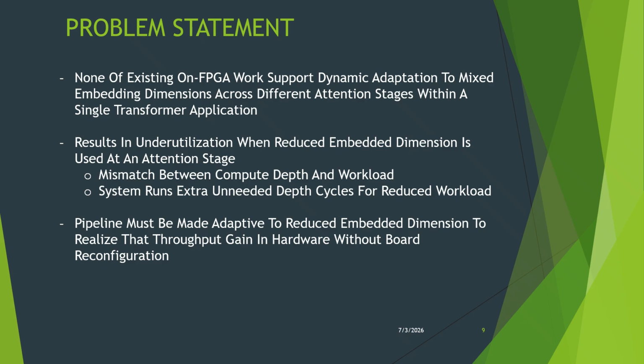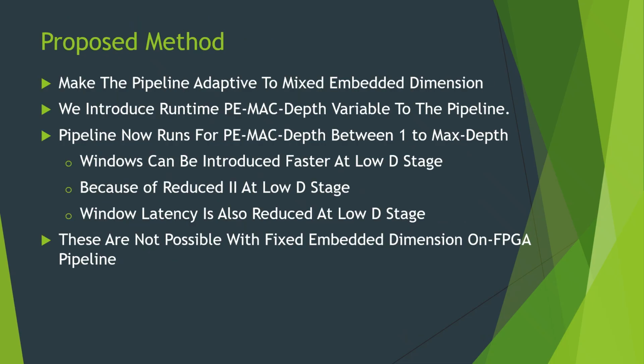So it runs on needed depth cycles for reduced workload. So the pipeline must be made adaptive for reduced embedded dimension. The proposed method is to make it adaptive. We introduce a runtime variable called the PEMAC depth to the pipeline.